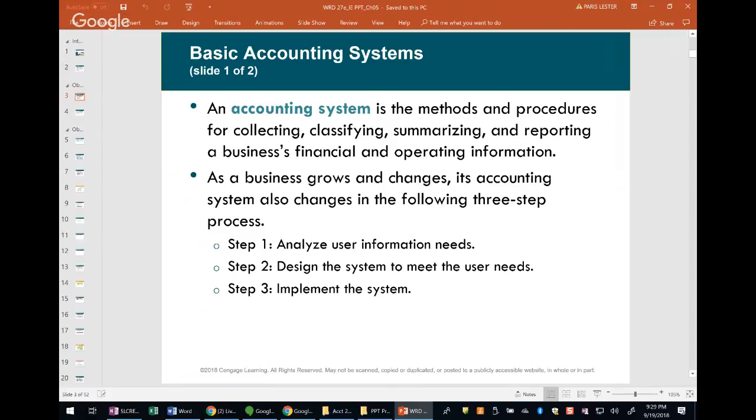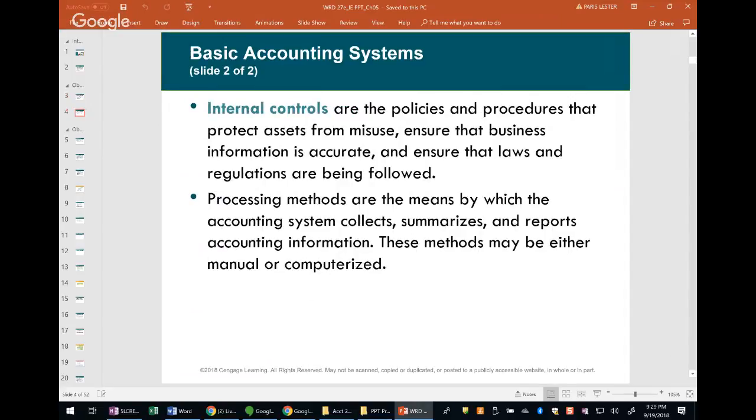All right. It's the methods and procedures for collecting, classifying, summarizing, and reporting business finances. As a business grows and changes, the accounting system may change. Analyze user information needs, design the system, and then implement the system. And we're not worried about designing an accounting system, okay?